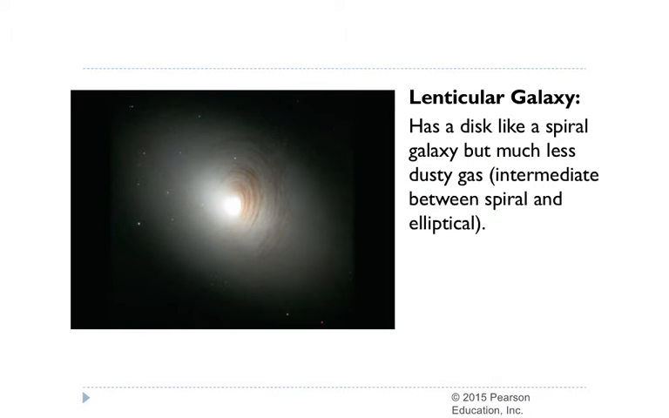We also have lenticular galaxies here, which are a blend of the elliptical and the spiral, an intermediate between the two. You can see it is elliptical in shape, but with that disk around the center.